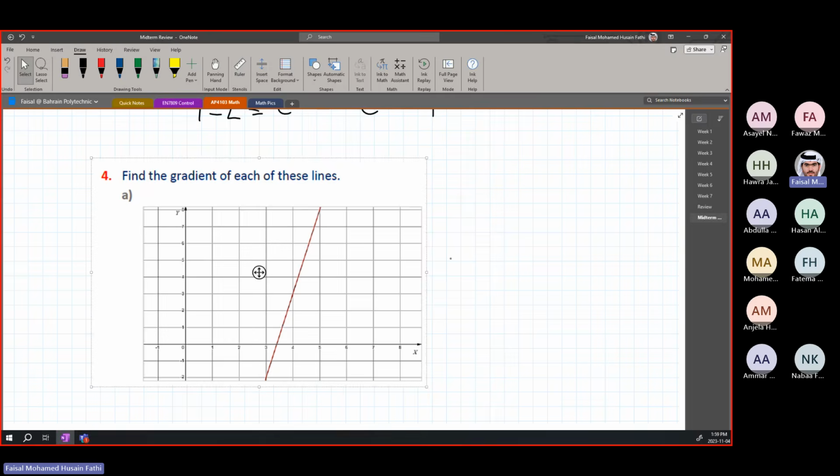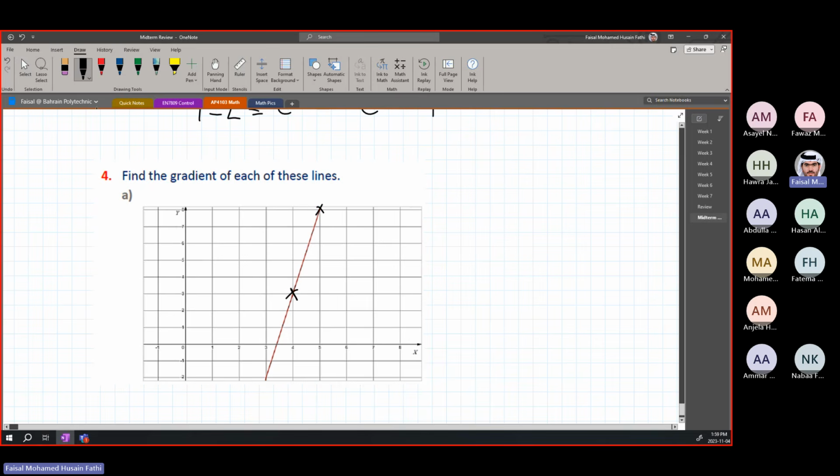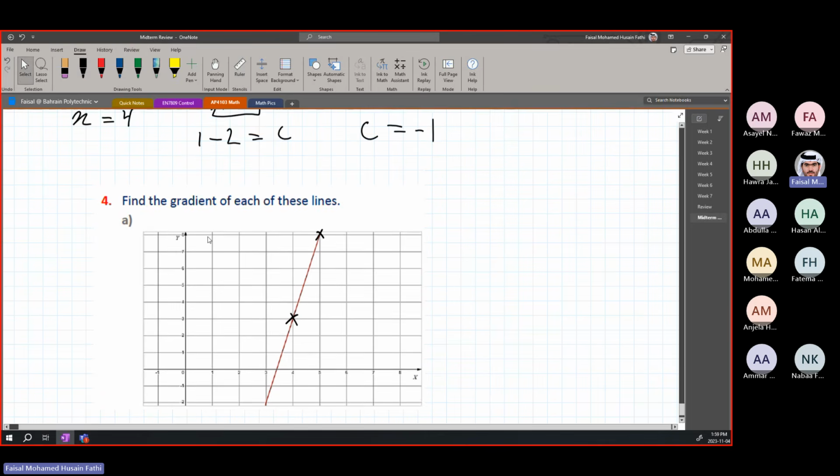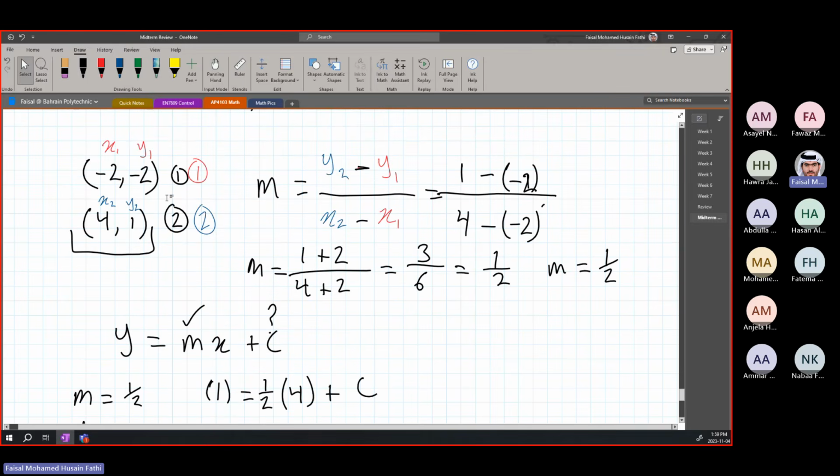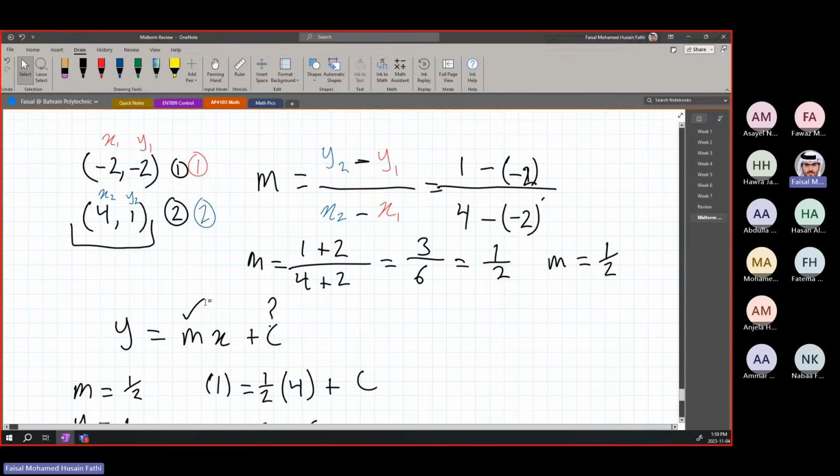Find the gradient of each of the lines. Each of these lines. Gradient, how do you find it? You just take 2 points. So let's take this point, for example, and this point up here. For this question, you can use 4, 1 or -2, -2. You can choose any. I just chose 4, 1. If you choose -2 and -2, it will work out exactly the same way. C will be the exact same number. So you can choose any point. You don't have to choose 2.